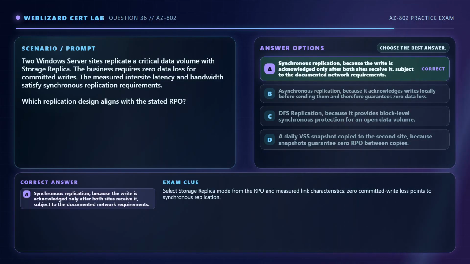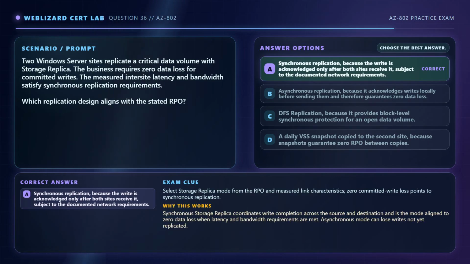The correct answer is A: synchronous replication, because the write is acknowledged only after both sites receive it, subject to the documented network requirements. Synchronous Storage Replica coordinates write completion across the source and destination and is the mode aligned to zero data loss when latency and bandwidth requirements are met. Asynchronous mode can lose writes not yet replicated. Exam clue: select Storage Replica mode from the RPO and measured link characteristics. Zero committed write loss points to synchronous replication.